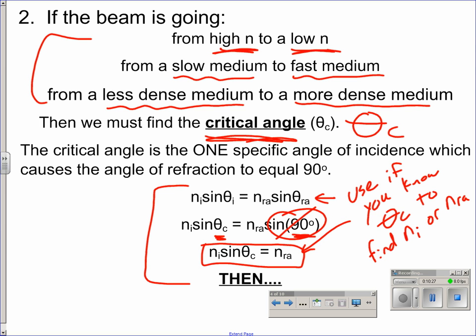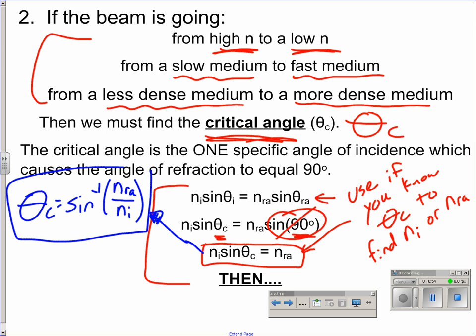So if you know your critical angle, you can find either n_i or n_r, whichever one you're missing. But more often, you'll know your indexes, but you won't know your critical angle. So we can take our algebra one step further and figure out that the critical angle is the inverse sine of n_r over n_i. Basically, I divided both sides by n_i and then took the inverse sine. This equation, the one I just wrote in blue, is the equation you use to find your critical angle.